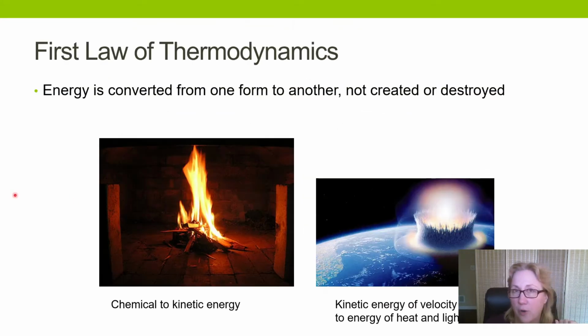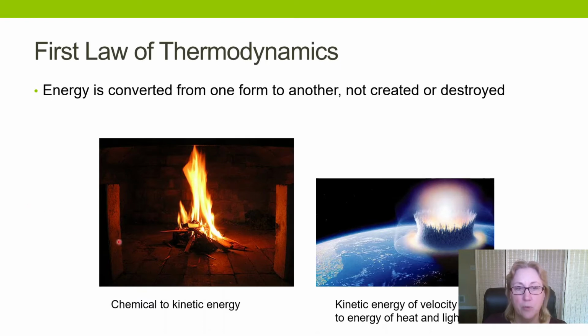So we need to know about the first and the second law of thermodynamics. The first law of thermodynamics is fairly easy to understand. Energy is only converted from one form to another. It is not created or destroyed. So photosynthetic plants don't make energy. They are just taking the energy of light and converting it into the energy found in sugars, fats, and proteins. Energy is changed from one form to another.